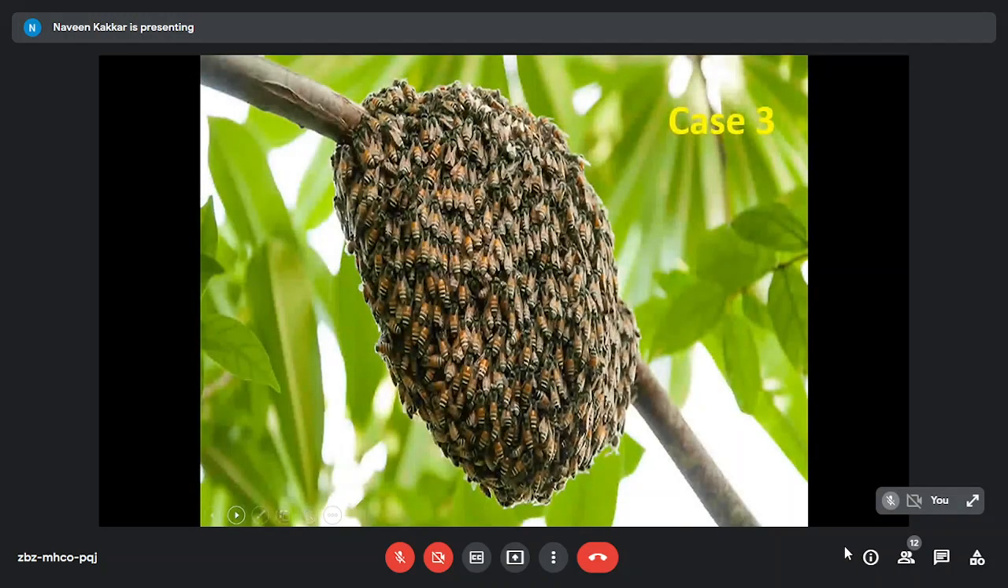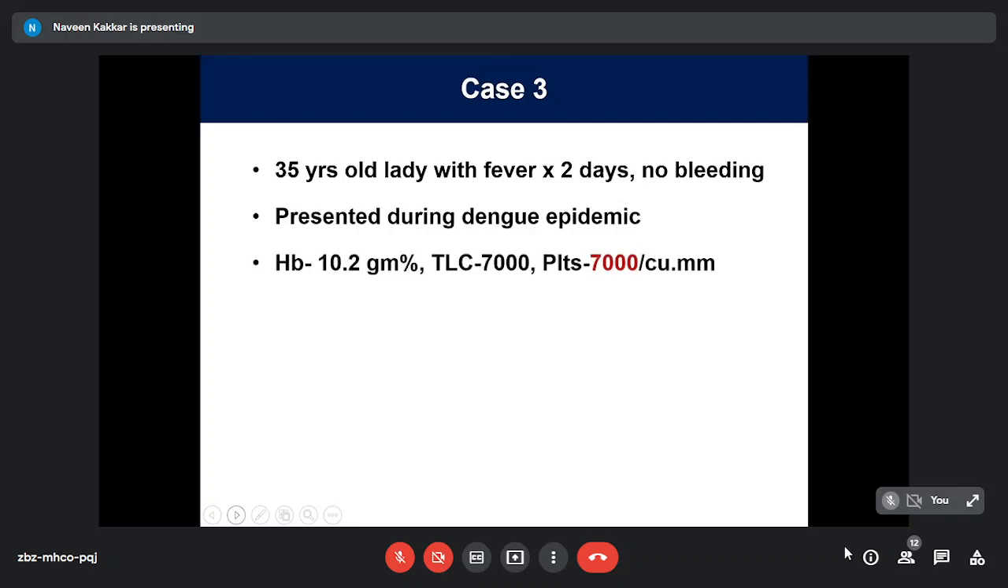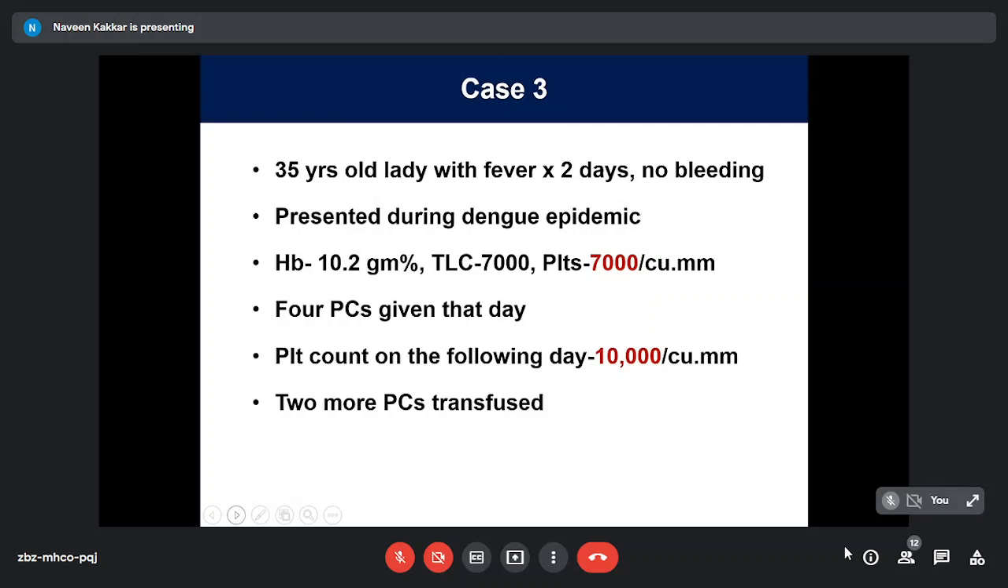Case 3, something sticking together. This is a 35-year-old lady with fever for 2 days. There was no bleeding. This case happened in 2003. She presented during the dengue epidemic at that time in the plains. Hemoglobin was 10.2, TLC normal, platelets were markedly low. 4 platelet concentrates were given that day when the report was dispatched. Platelet count on the following day was 10,000 still. 2 more platelet concentrates were transfused.